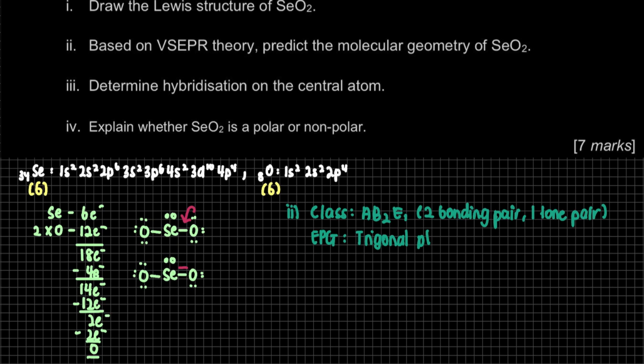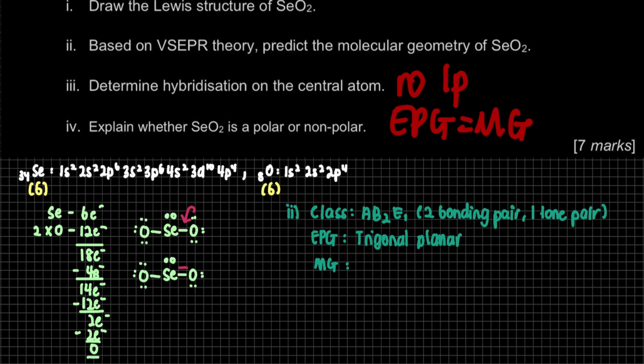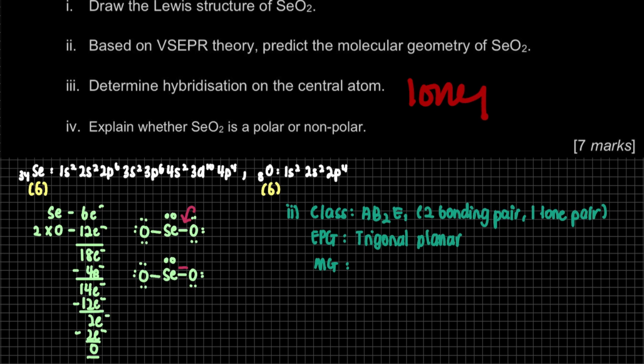Okay, but then the question asks for molecular geometry, or sometimes it is called shape. Shape and molecular geometry are the same. There are two cases. If there is no lone pair, our electron pair geometry will be equal to the molecular geometry. But for this case, our selenium oxide has a lone pair. So if we have a lone pair, the electron pair geometry will be different from our molecular geometry. Okay, so how to know the shape?